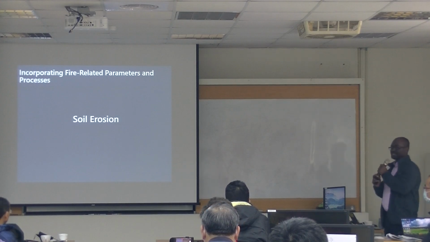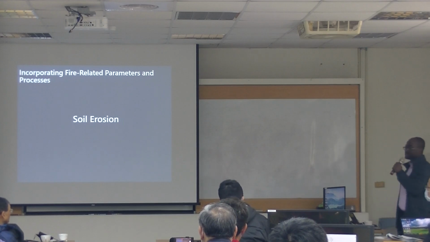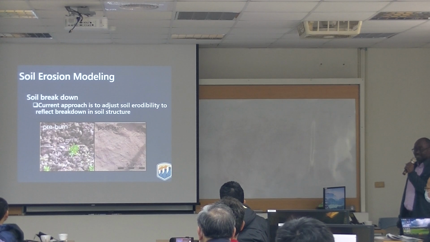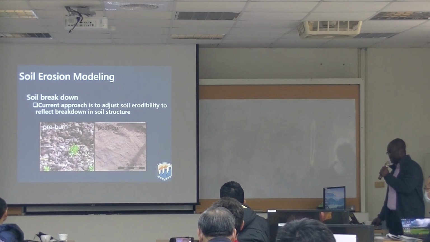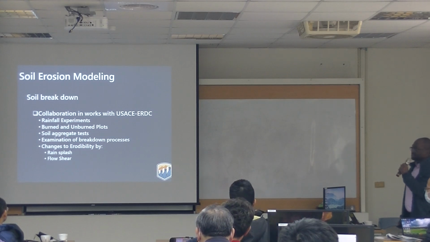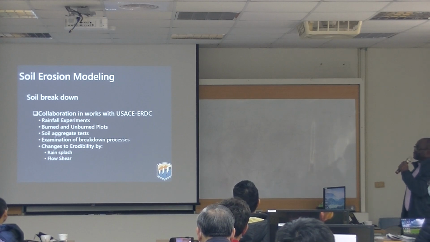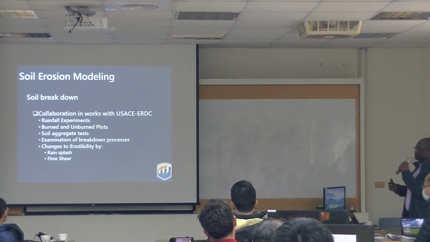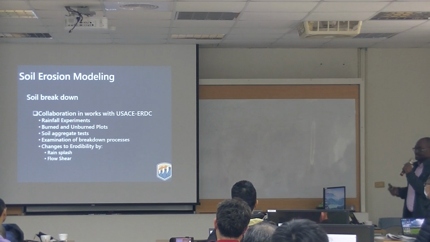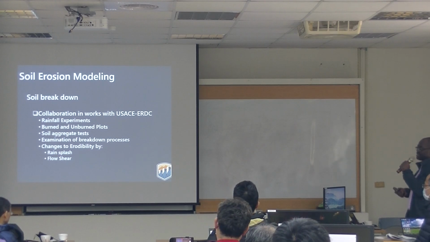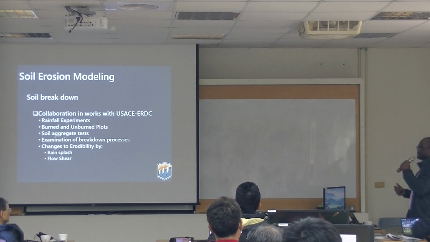Soil erosion, unfortunately, is an area where the research is lagging behind the water component. So this is very much an active area of research. I already showed this plot. We know there's a significant impact on soil erodibility. We've been talking with our colleagues at the Corps of Engineers, and they're planning to do several experiments on burned and unburned plots to tease out the causes of the change in soil stability and erodibility by different mechanisms, rain splash and flow shear. From there they will try to come up with a mechanistic way of representing changes in erodibility that we can then incorporate into the erosion relationships within our model.